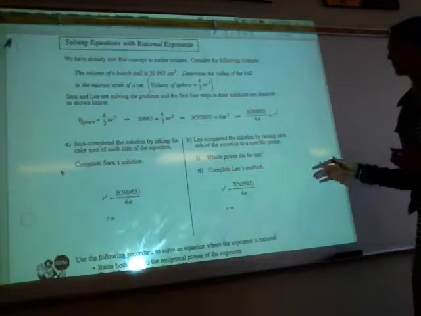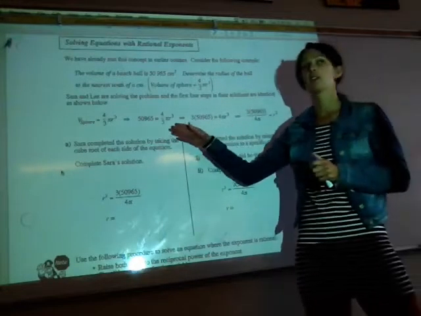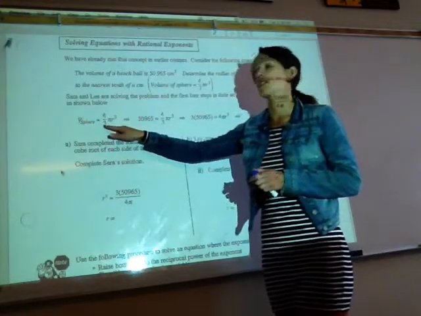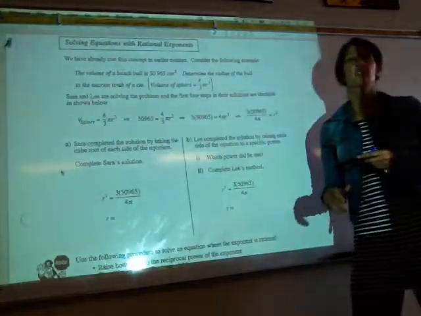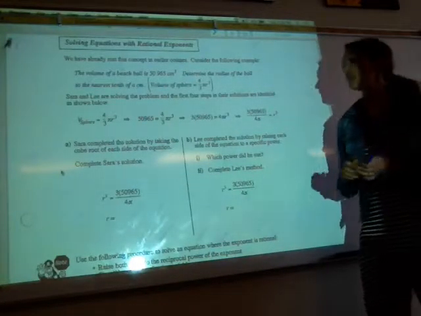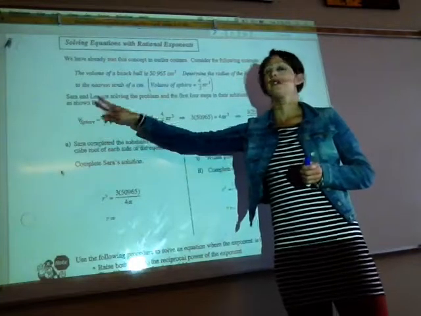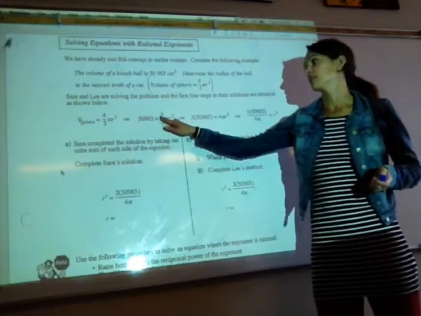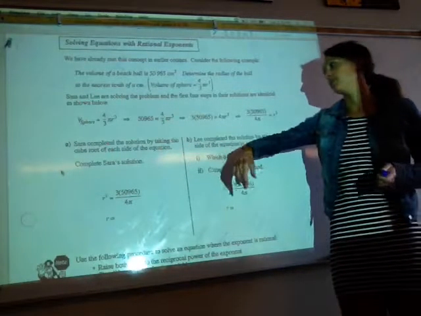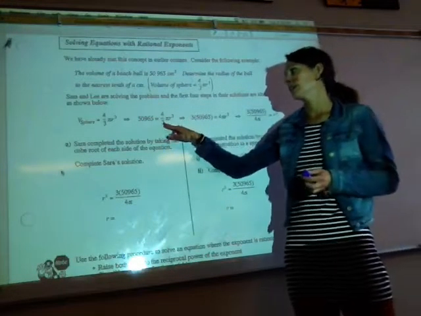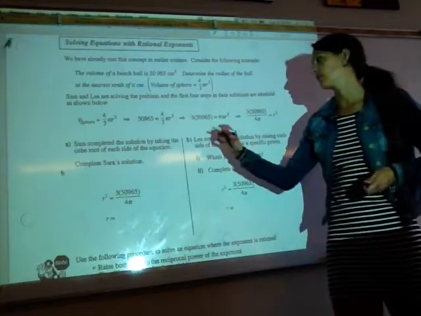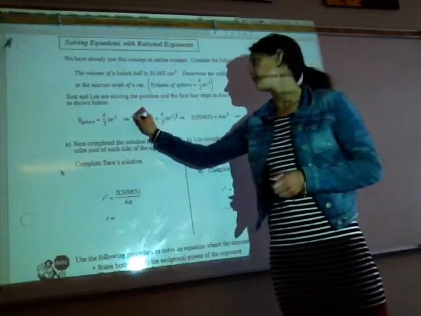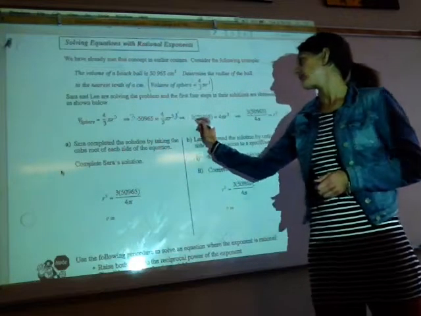Okay, so just to help you out, Sarah and Lee did a little bit of the work. They took the formula for volume of a sphere, which is 4/3 times pi r cubed, and they started to rearrange for the r. Okay, first, instead of the volume, they plugged in the actual volume, 50,965, and that equals the volume equation. Then they took this 3, and they decided they didn't want that in the denominator, so they're going to multiply by it, so it cancels out. Whatever you do to one side, you have to do to the other. And that's what we have in this step here.